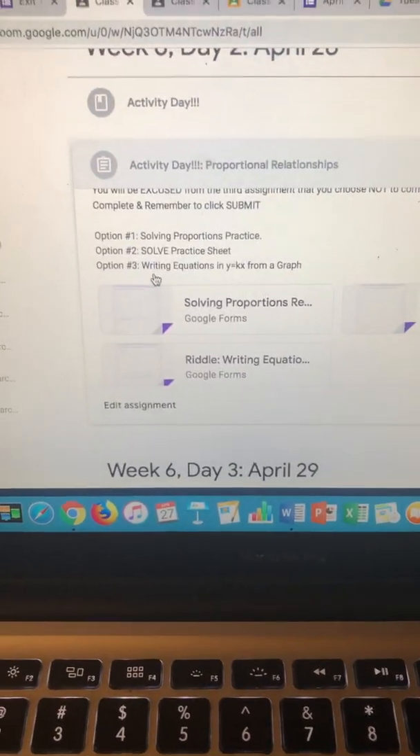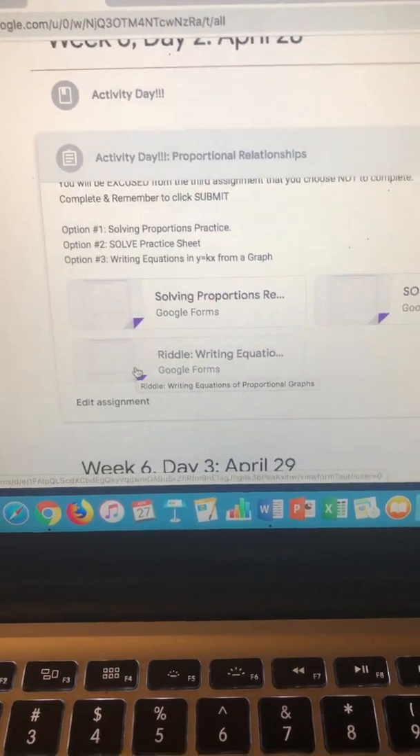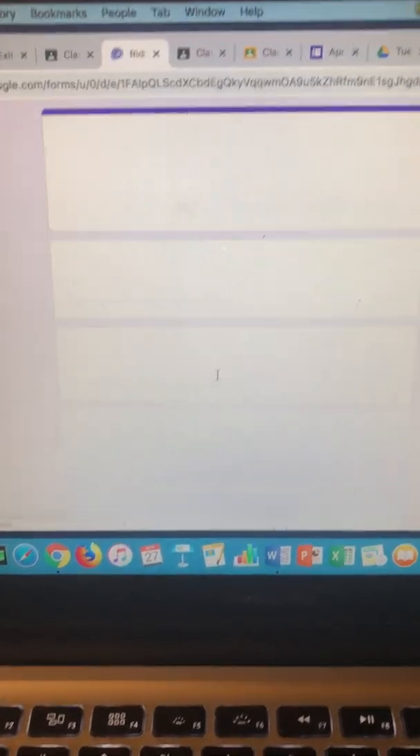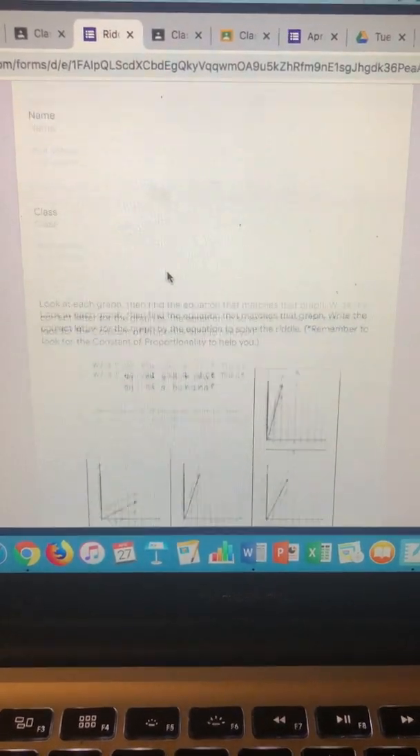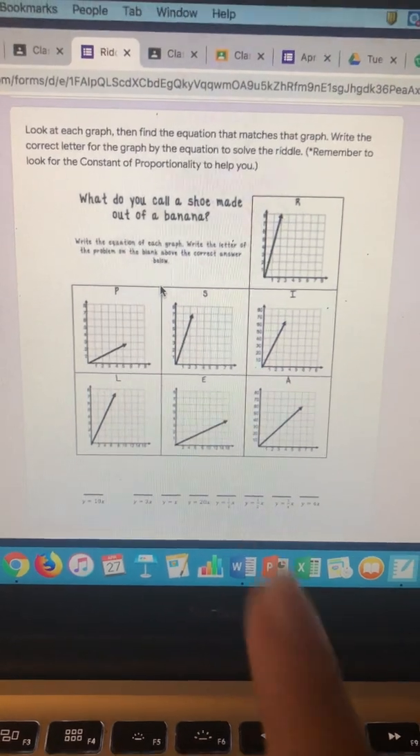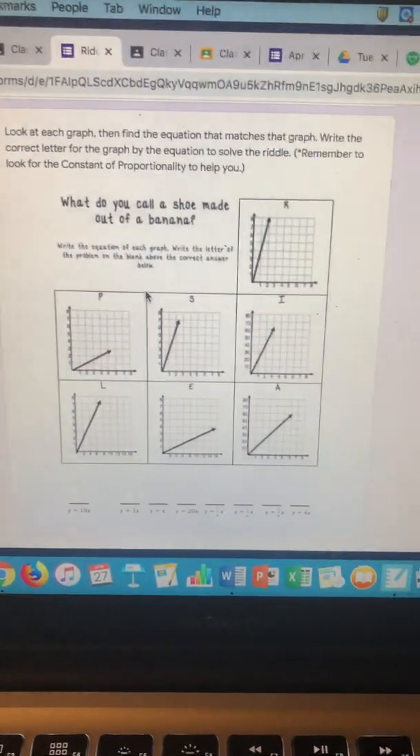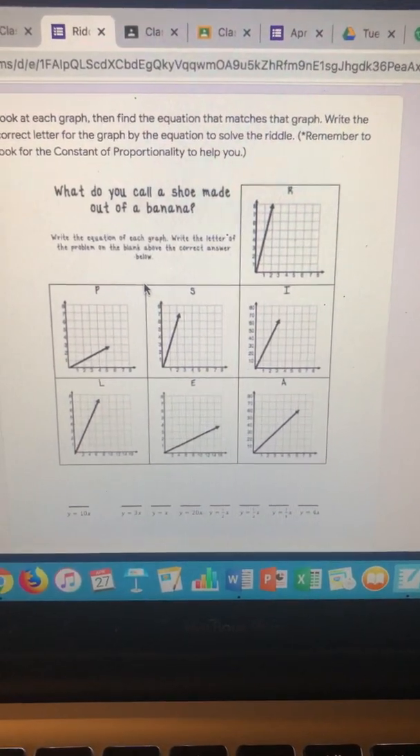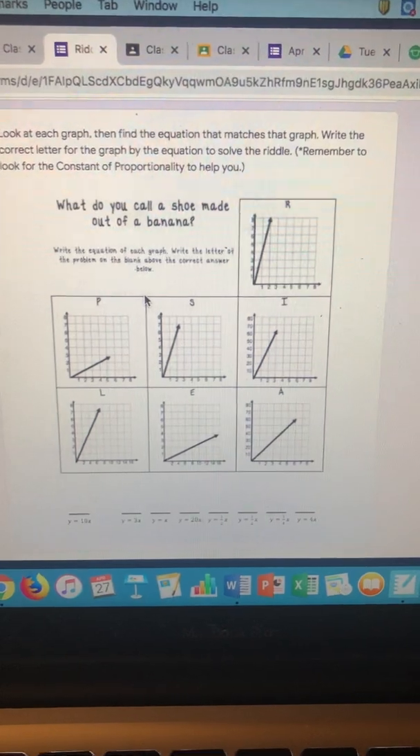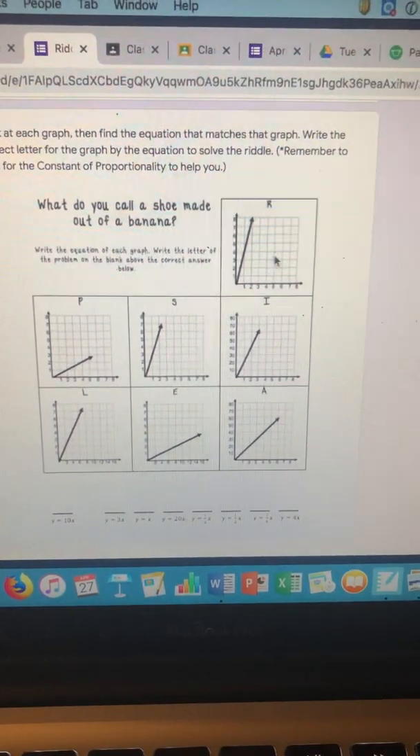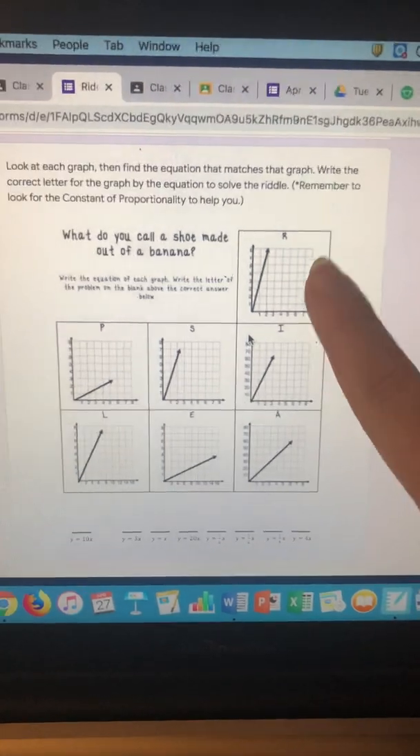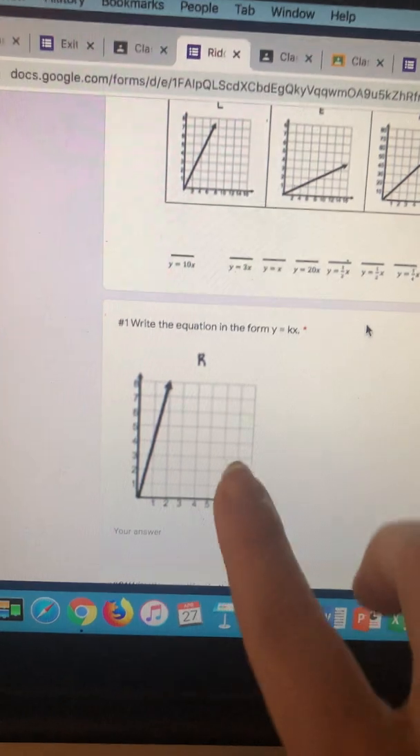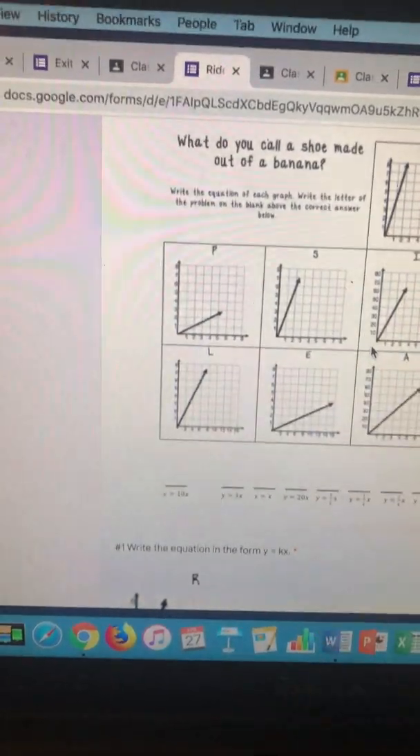And then option 3 is a riddle where you are writing the equations in the form y equals kx from a graph. So here's our form. They give you the riddle at the top. So they say, what do you call a shoe made out of a banana? So you are looking to answer this question at the end of this activity by relating it back to the answers that you get for each of the graphs here. So these graphs are provided at the top, but then if you scroll down, you'll see that every question has each individual graph on its own, right?